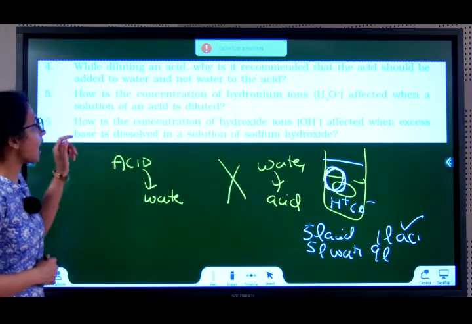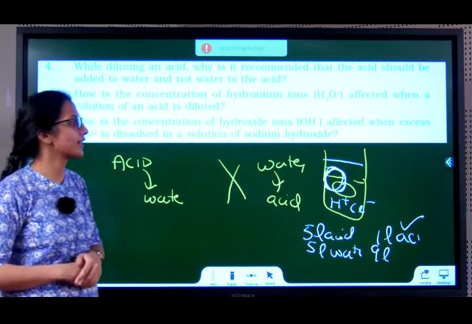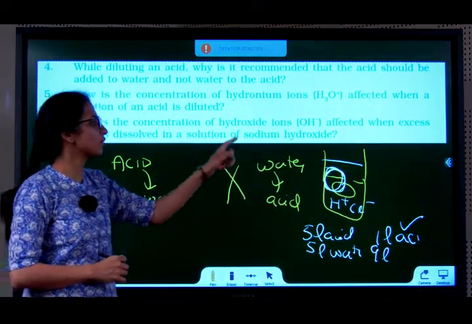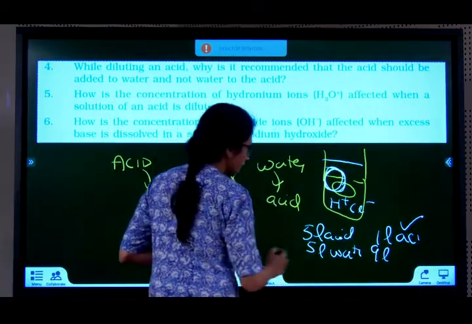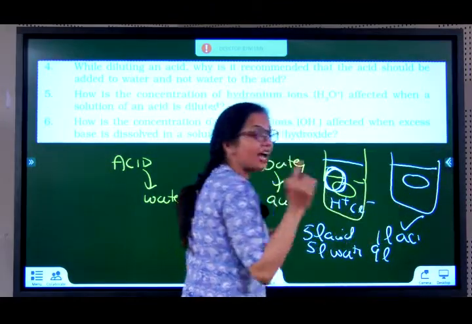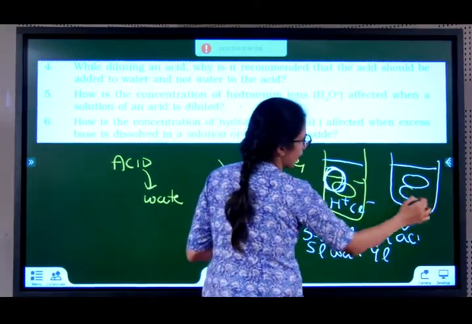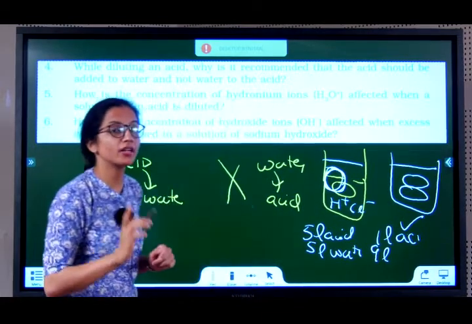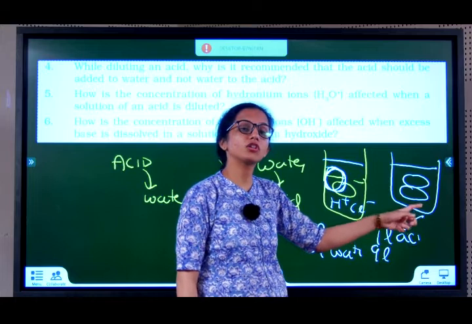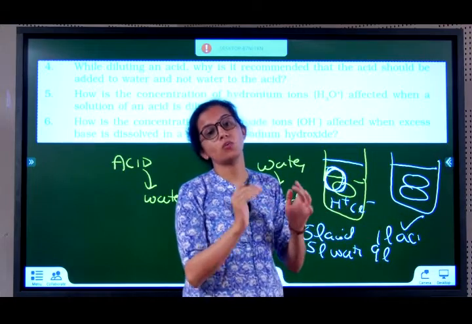Question 6. How is the concentration of hydroxide ion affected when excess base is dissolved in a solution of sodium hydroxide? So here we have the base in water. I am adding more base to it. I am not increasing water, I am adding more base to it. If I am adding more base to it, what is happening to the amount of water content? Less.